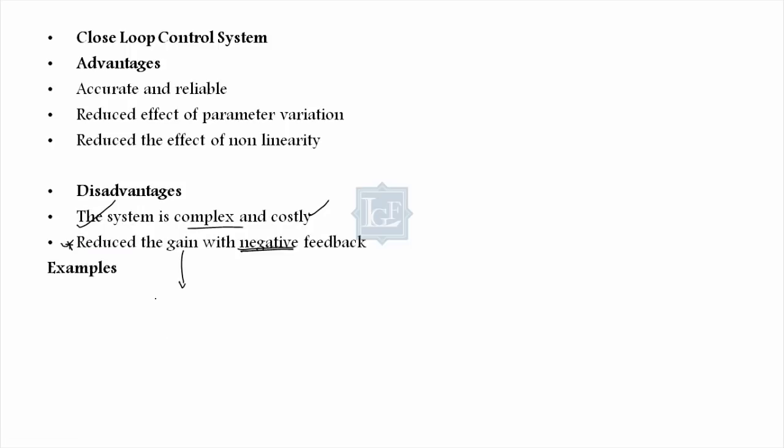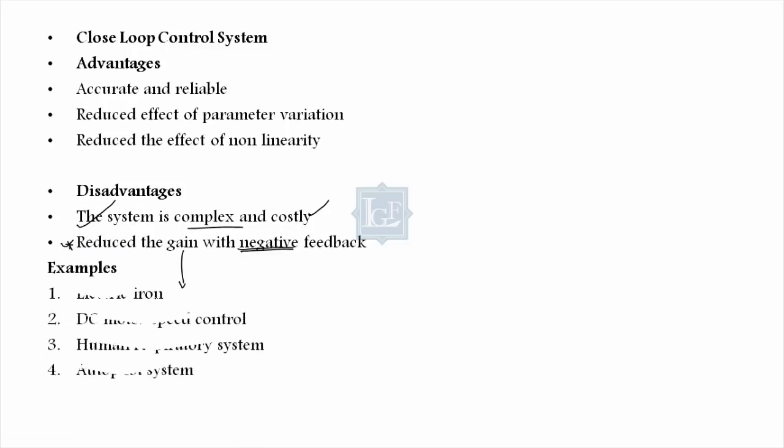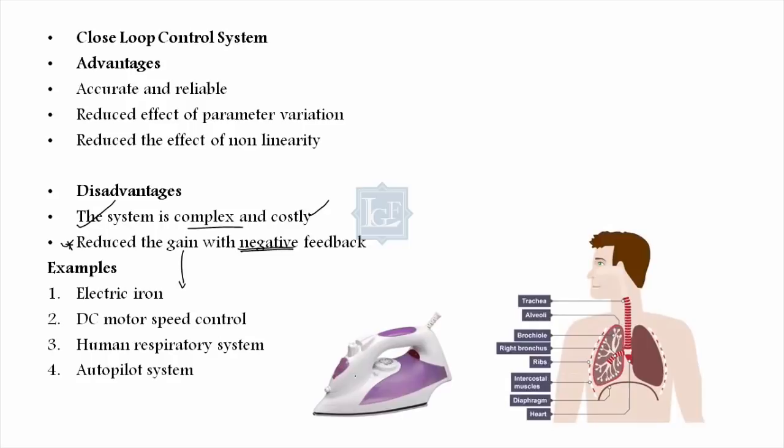Okay friends, now let's come to the examples. So these are the examples. Electric iron. See, this is the electric iron. In this, everything is controlled. This is the closed loop control system. If your temperature is at a particular point, let's say 50 degrees centigrade, this is your temperature level, and your electric iron is set to this point, or the desired output is 50 degrees, whenever the temperature exceeds this, it will get cut off.